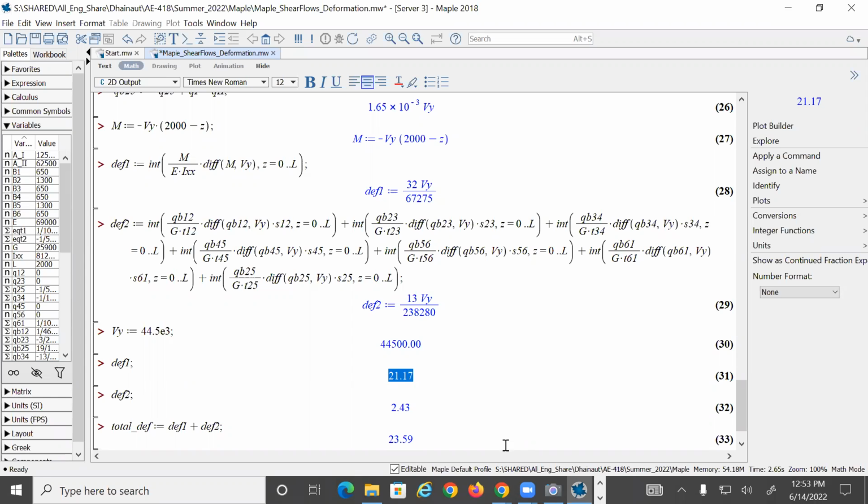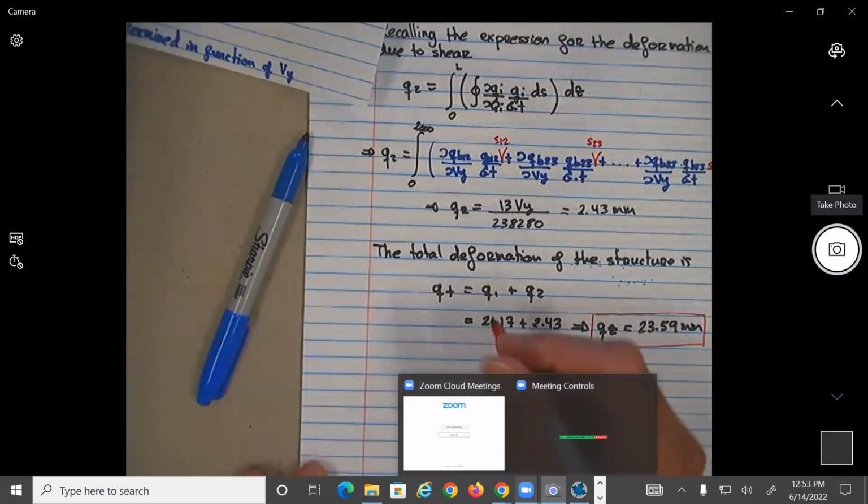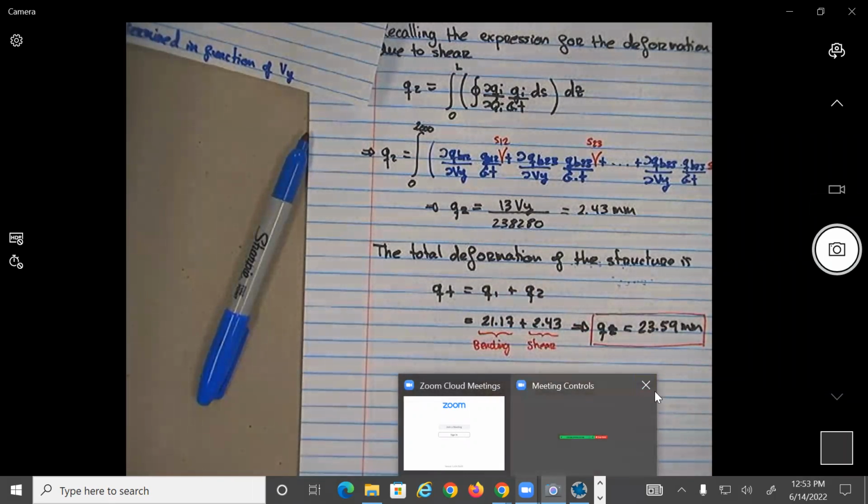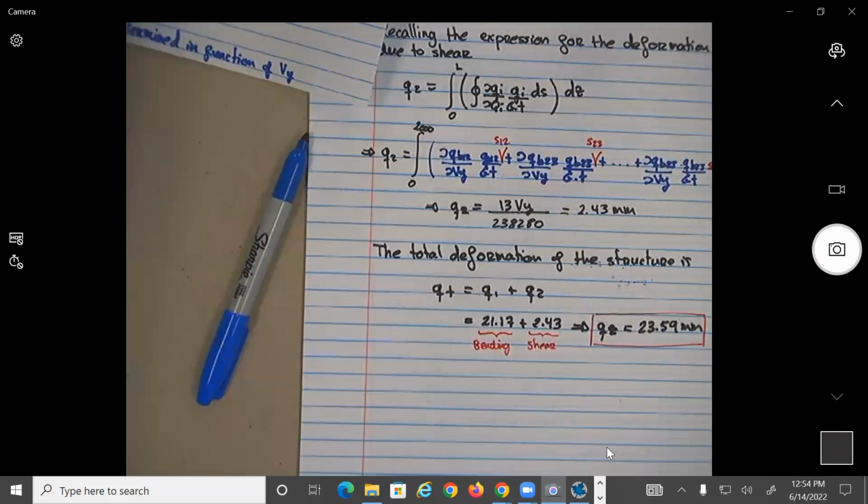Okay, so we finish here. What is this one here? This is due to bending. This is the one due to shear, okay? So is it worth the time we spent on the shear for the total deformation? Not that much, no? About, yes, about 10%, yeah, just a bit over.